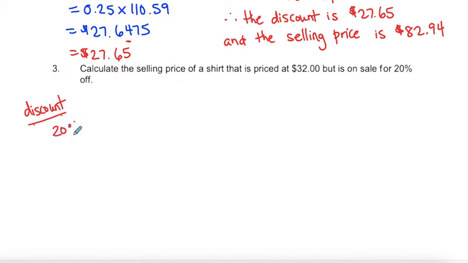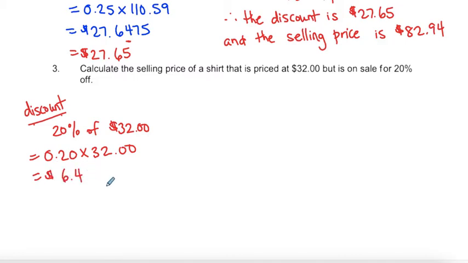So I want to find 20% of $32. That's the same as taking 0.2 and multiplying that by 32. So that gives me an answer of $6.40. So it only gives me 6.4 in my calculator, but I know that money has to have 2 decimal places, so I add a 0 at the end to make $6.40.